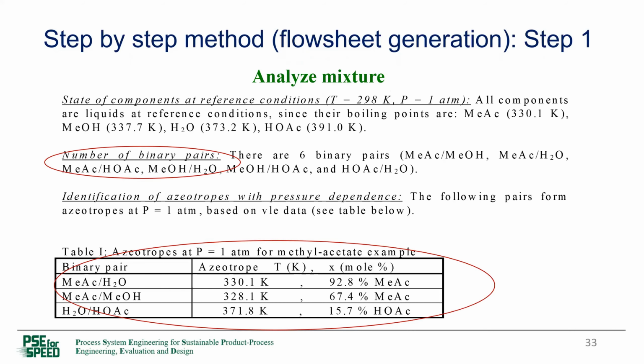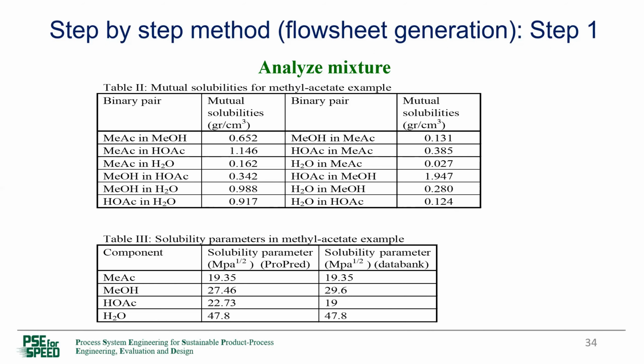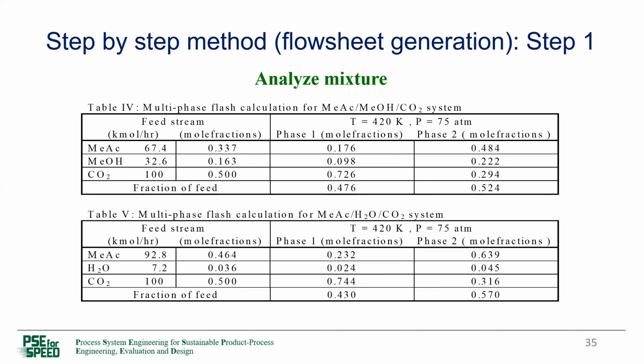We do the mutual solubility calculations in case one of the compounds can serve as a solvent for the others. We check also the solubility parameter based on our calculation and database, and they look quite good. We look at whether carbon dioxide could be used as a supercritical solvent. So that also can be done.